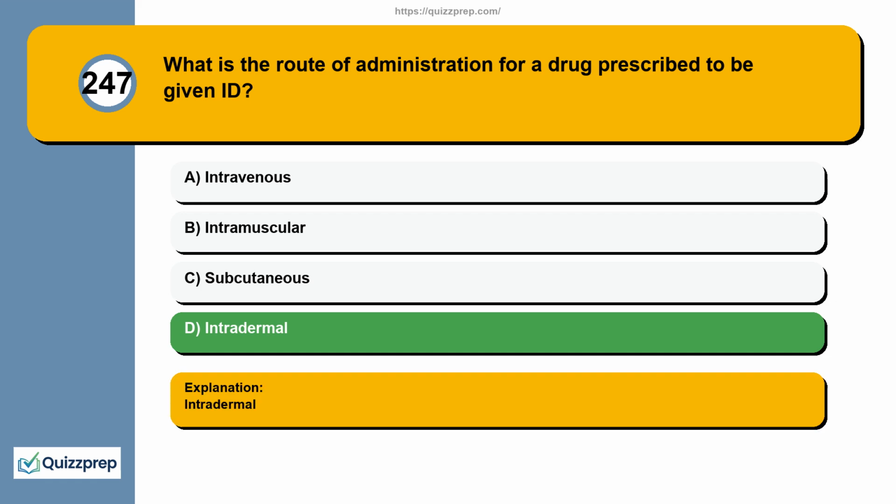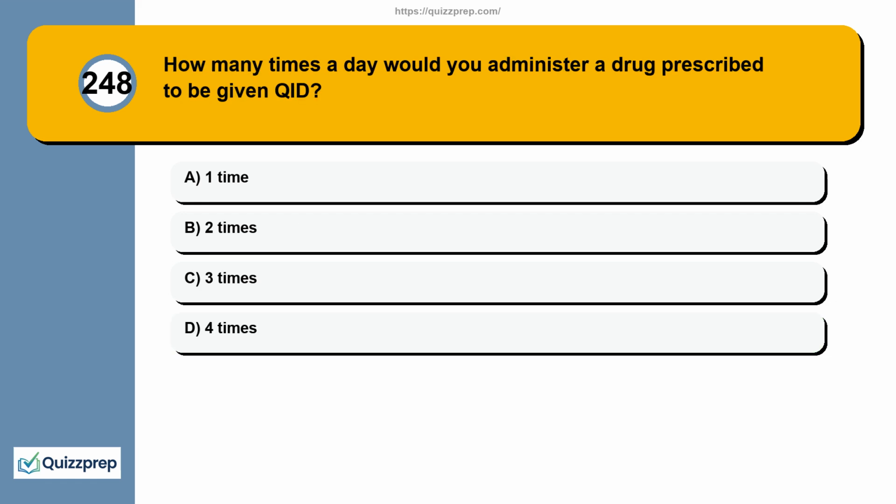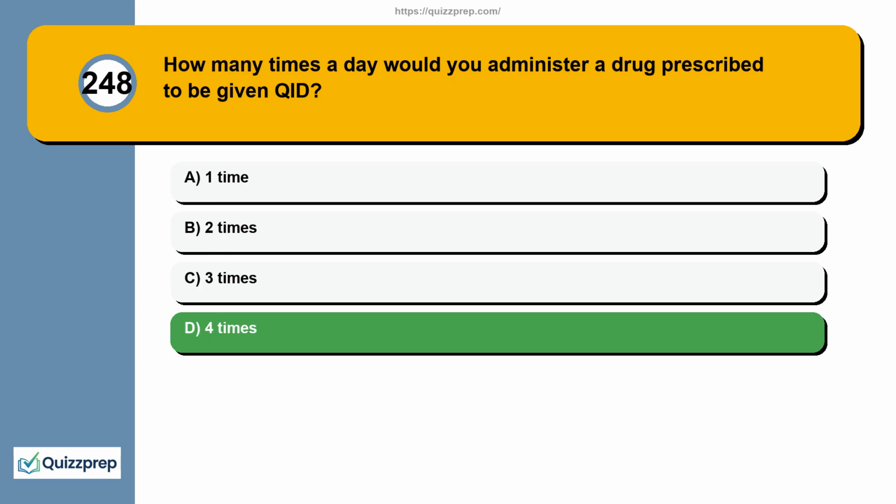Question 248. How many times a day would you administer a drug prescribed to be given QID? Option A, 1 time. Option B, 2 times. Option C, 3 times. Option D, 4 times. The correct answer is option D, 4 times.